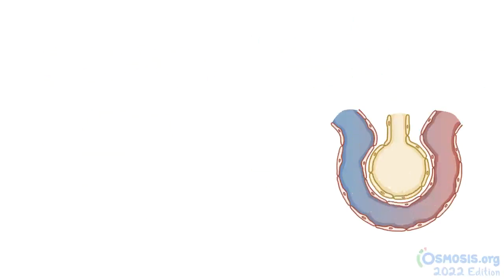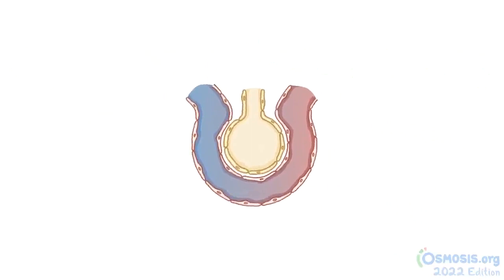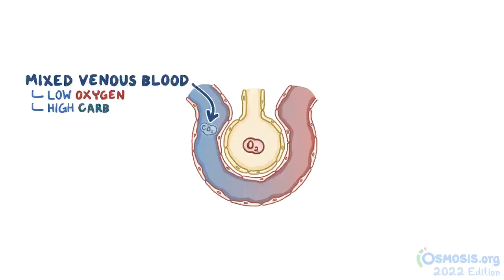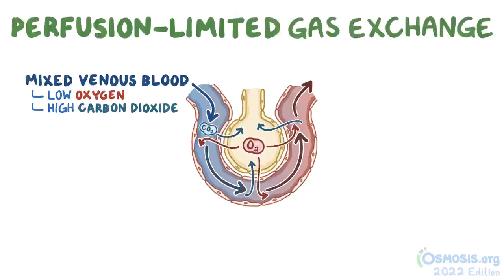To understand these concepts, let's look at a section of an alveolar sac, with a pulmonary capillary running along its surface. The capillary carries mixed venous blood, which is low in oxygen and high in carbon dioxide. As blood passes along the alveolar capillary wall along the length of the capillary, it exchanges some gas molecules with the interior of the alveolar sac. Let's look at perfusion-limited gas exchange first.